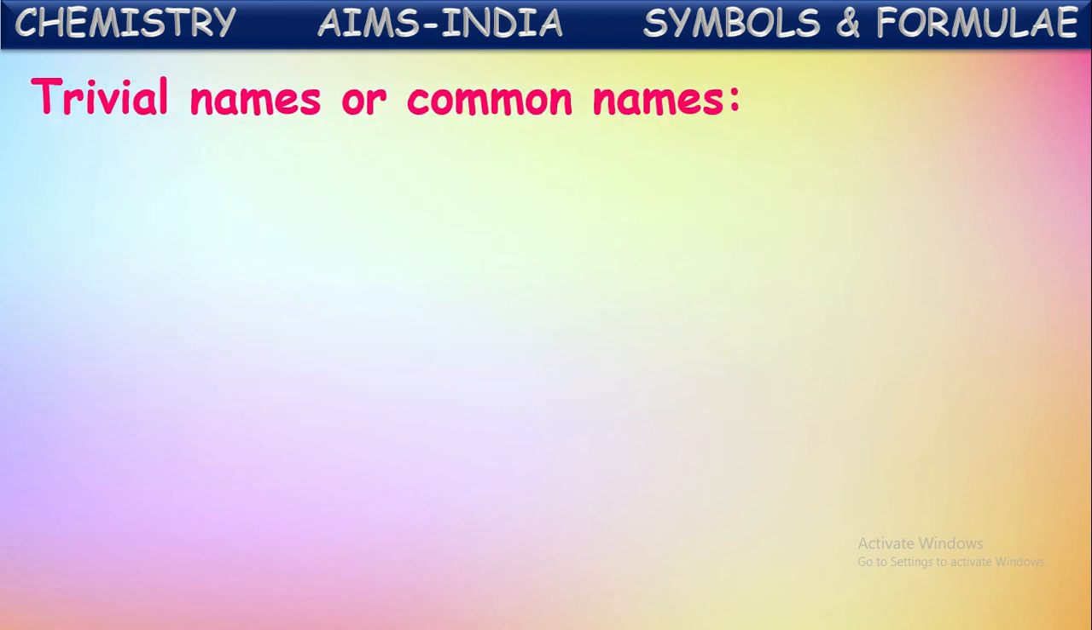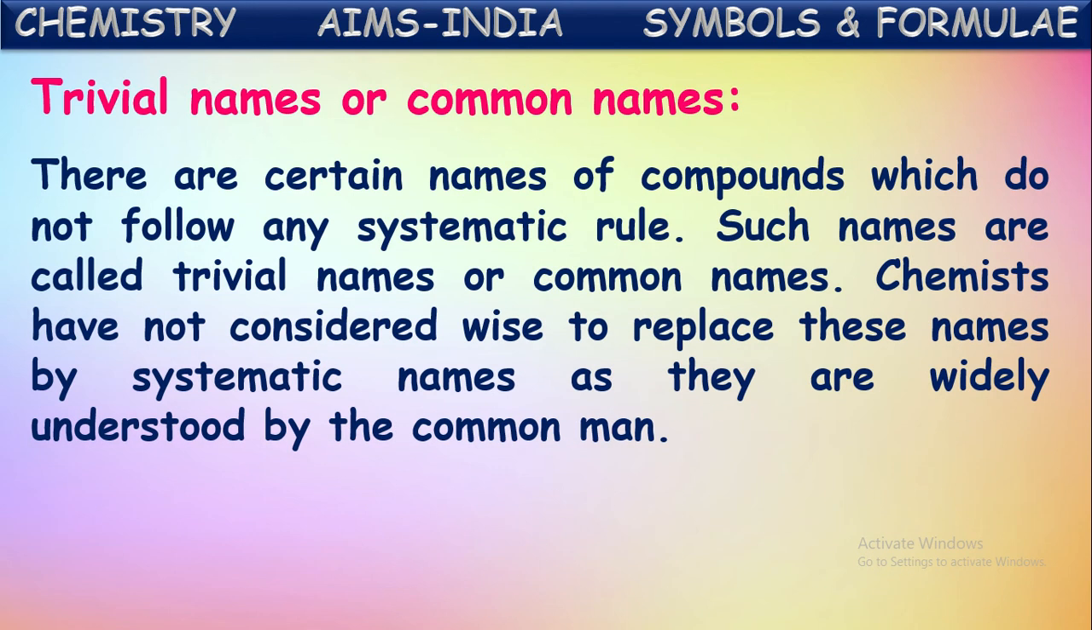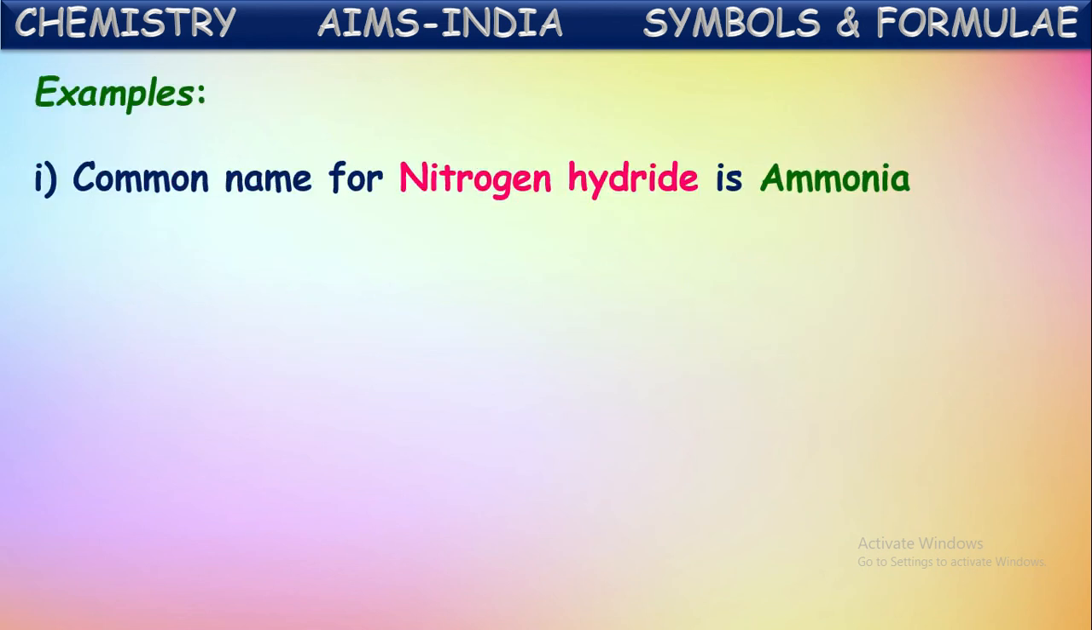Okay. Now let us see some different names which we call tribal names or common names. These are certain names of compounds which do not follow any systematic rules. Such names are called tribal names or common names. Chemists have not considered it wise to replace these names by systematic names, as they are widely understood by common people. So they were in common usage and they are being continued. Let us see some examples of these tribal names or common names.